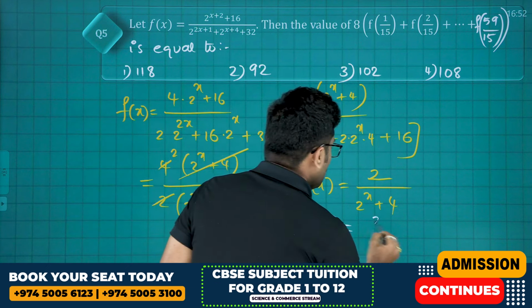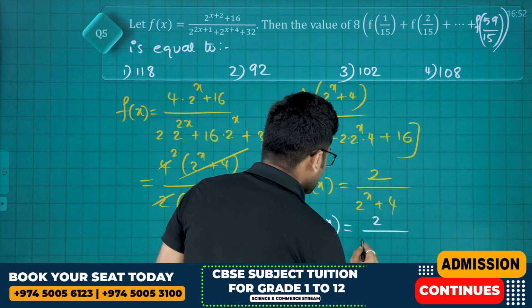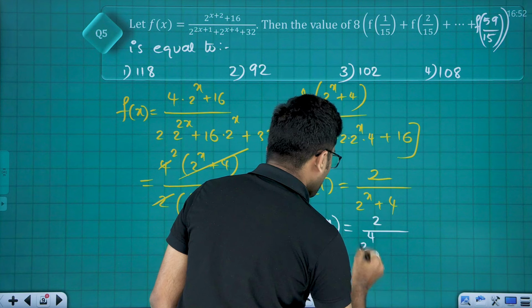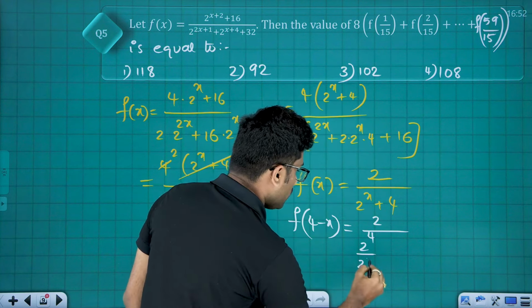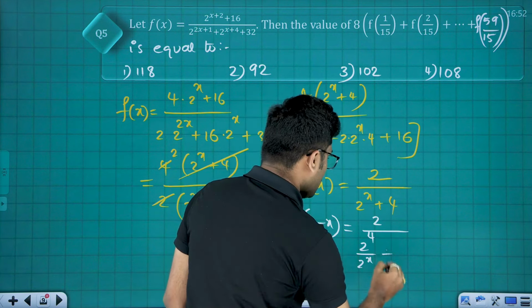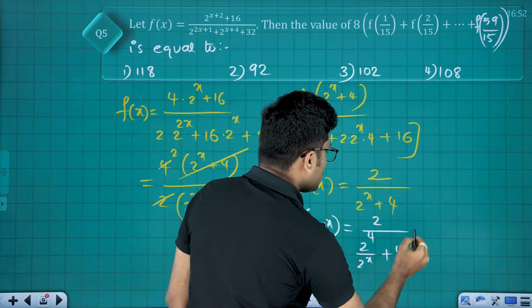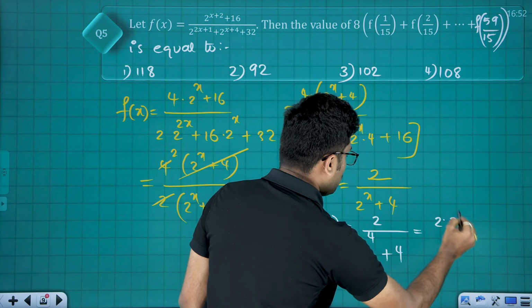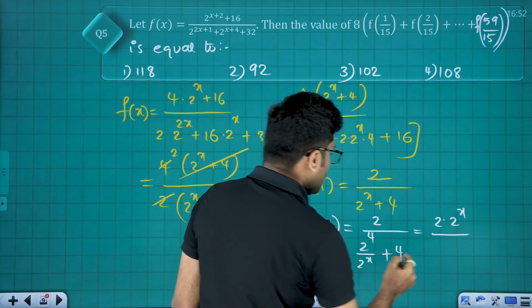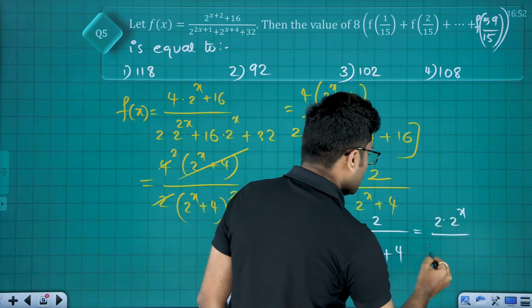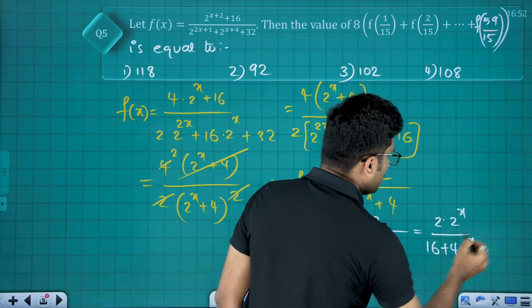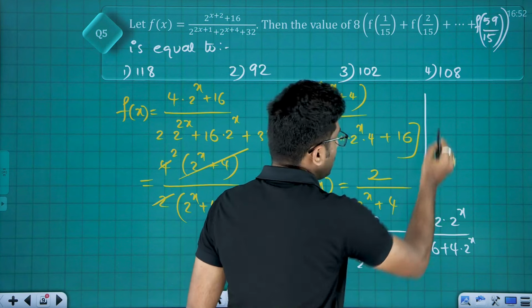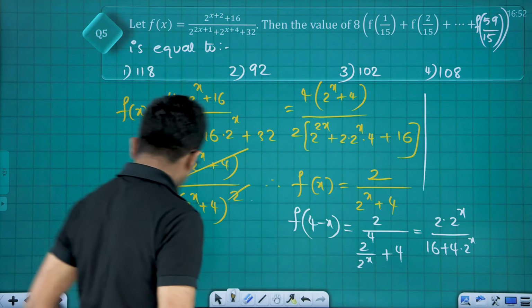That is nothing but 2 divided by 2 power (4 minus x) plus 4. 2 power 4 minus x is 2 power 4 divided by 2 power x. So that is nothing but 2 into 2 power x divided by 16 plus 4 into 2 power x. You can take 4 out.